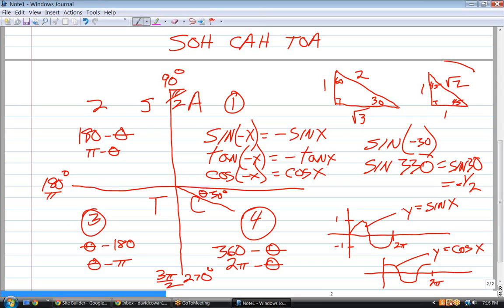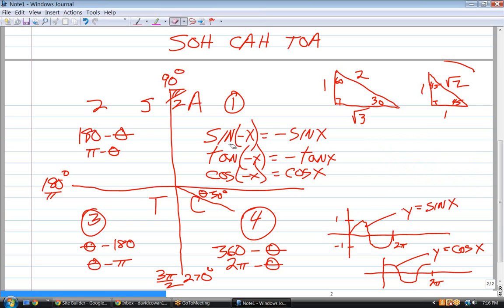Why convert it to 330 and then convert it back to 30 and then put the sign on it, when I could immediately do it knowing the sine of negative x is the same as minus sine x? So that's the best way to do the negative angles, is to use those three. And of course, these three also apply to the reciprocal functions.